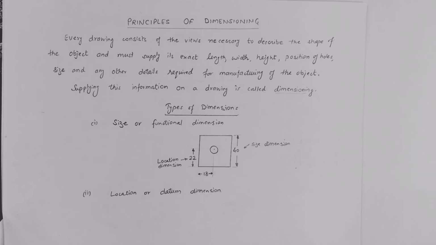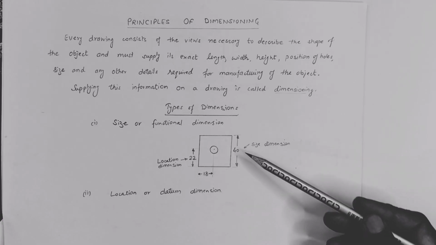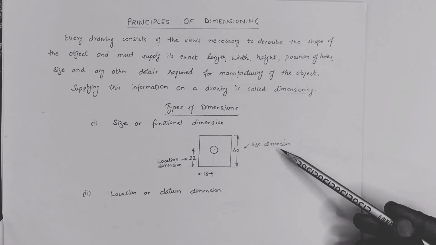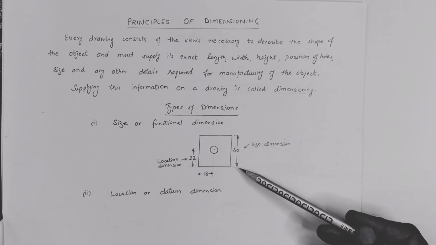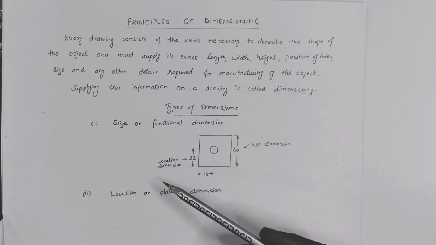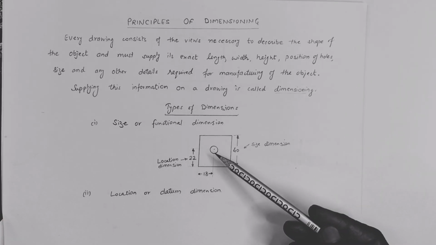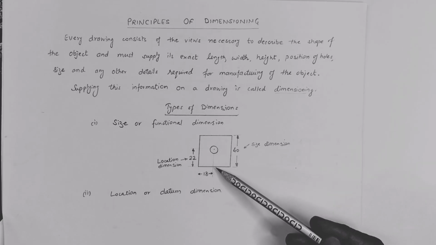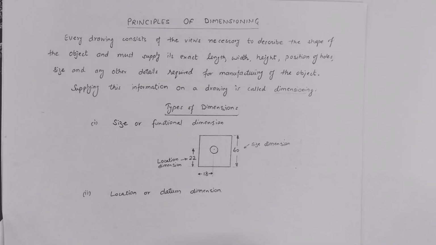Types of dimensions. So we have two types of dimensions. One is size or function dimension, other is location or datum dimension. So as representing this object, 40 here represents the size dimension because it represents the size of the object. 22 here represents the location dimension because it represents the location of the center of this circle from the edge. So this is called location or datum dimension.